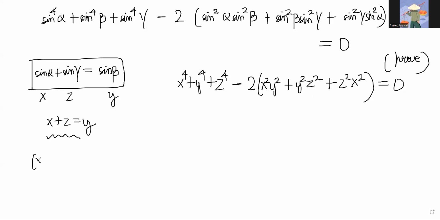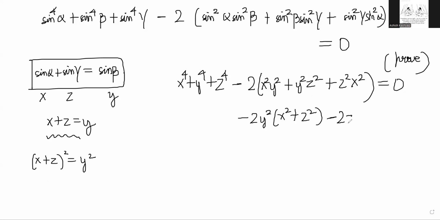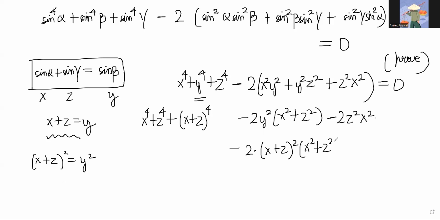x plus z whole square is y square. So let's isolate our y squares here. Here it will be x power 4 plus z power 4, and here y power 4 will be x plus z whole power 4. And here it will be minus 2 y square, which is x plus z whole square, times x square plus z square, minus 2z square x square.